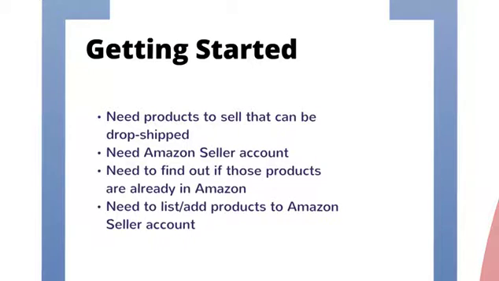You're going to need to find out if the products you want to dropship, once you know what those are, are already on Amazon. And you're finally going to need to list or add those products to Amazon. If they're already on Amazon, you're just going to click the Sell Yours button and list them there. Or if they're not on Amazon, you're going to need to add them either with a unique UPC, or you'll have to get your own at, for example, buyabarcode.com.